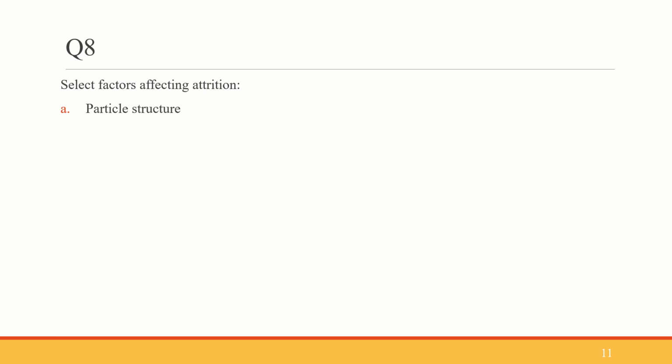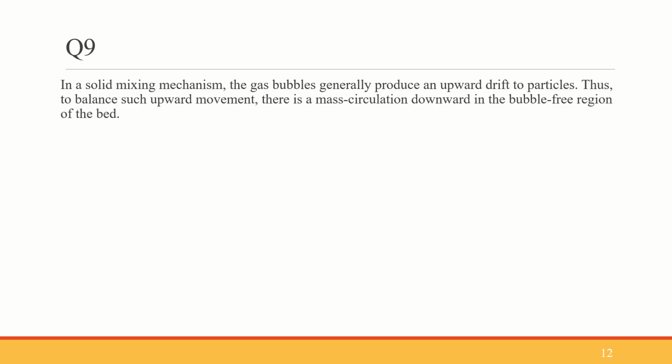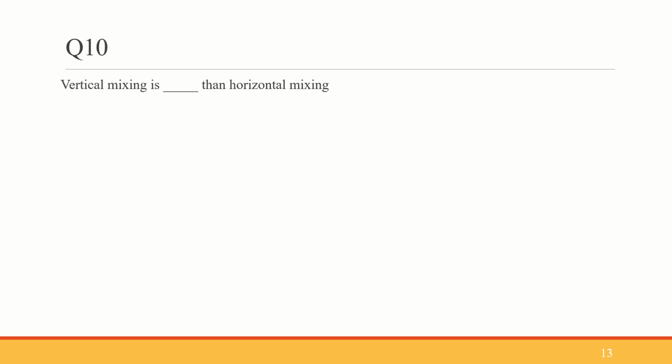And selecting factors affecting attrition: particle structure, particle shape, pre-treatment of particles. All of these affect the attrition rate. And lastly, it is about the solid mixing mechanism. The gas bubbles produce an upward drift flow, and to balance that there is a mass circulation downward also. So it is a true statement. And the 10th one, vertical mixing is more than the horizontal mixing, or it should be faster than the horizontal mixing.